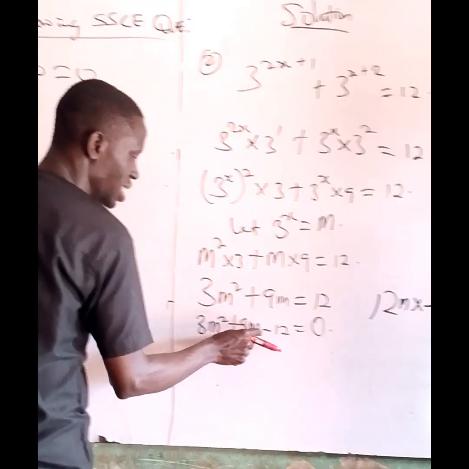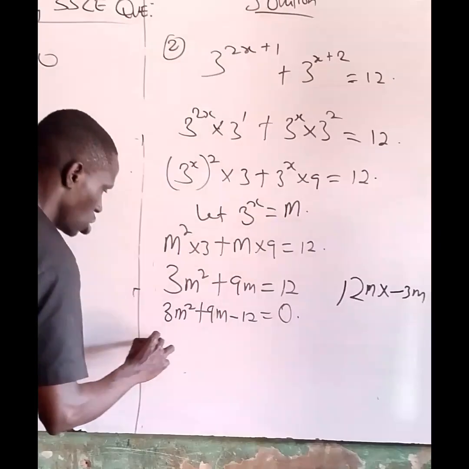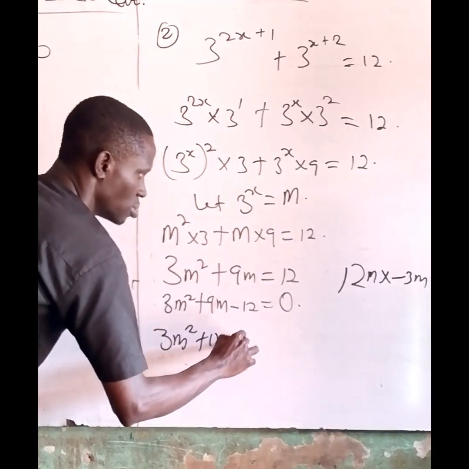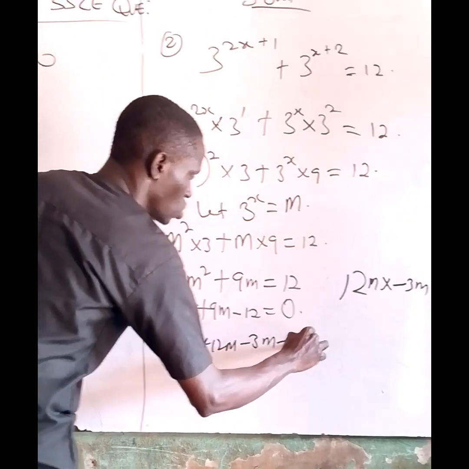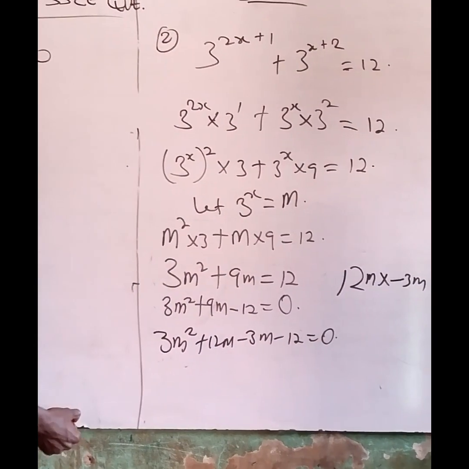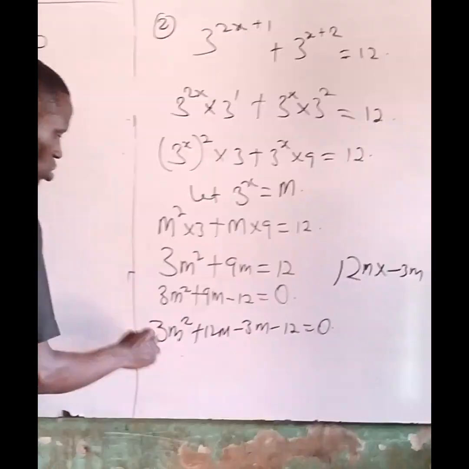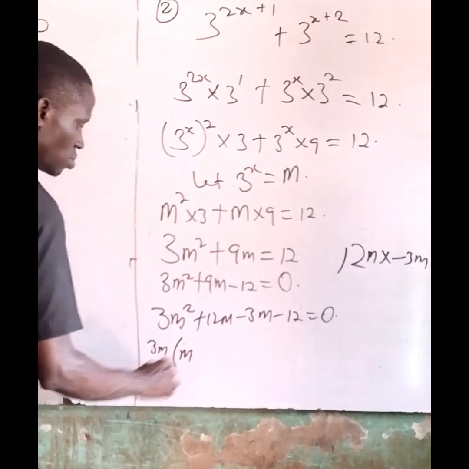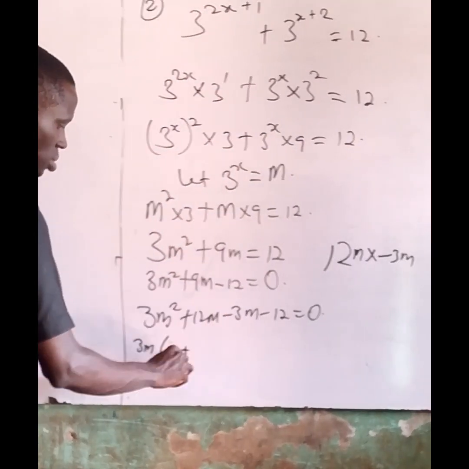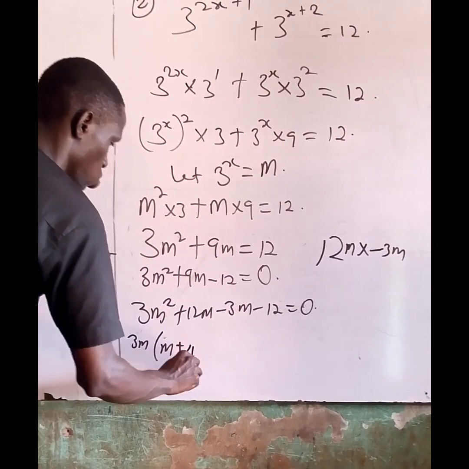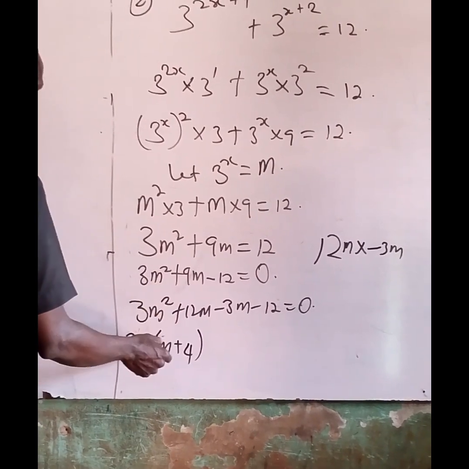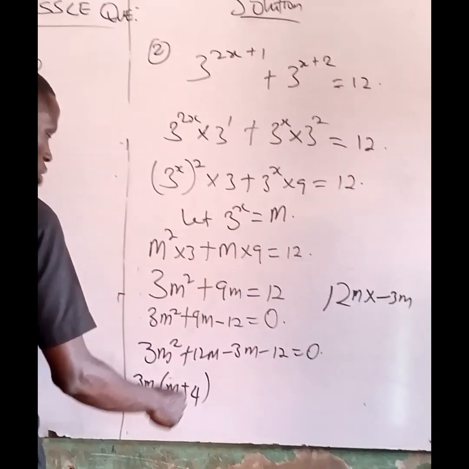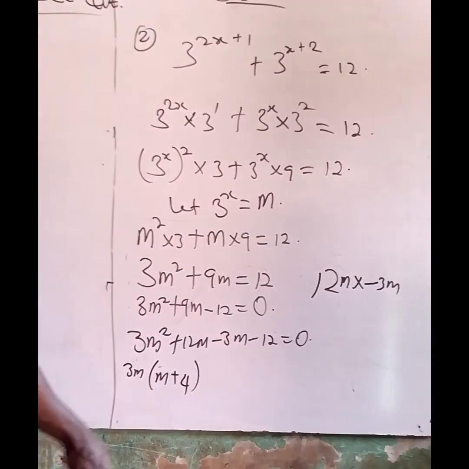If that is understood, let's quickly go through. So instead of writing 9m now, we substitute this. So that's 3m squared plus 12m minus 3m minus 12 equal to 0. So let's factorize this and this. What's common? 3m is common. Then you are left with m plus 4. Of course, m cancels one of the m, 3 cancels 12, remaining 4.